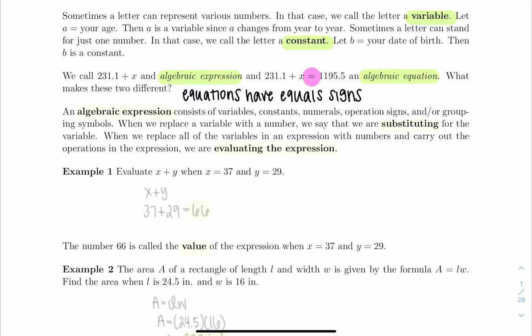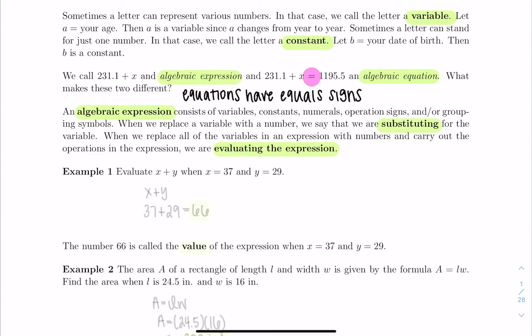An algebraic expression consists of variables, constants, numerals, operation signs, and/or grouping symbols. When we replace a variable with a number, we say that we are substituting for the variable. When we replace all of the variables in an expression with numbers and carry out the operations, we are evaluating the expression.